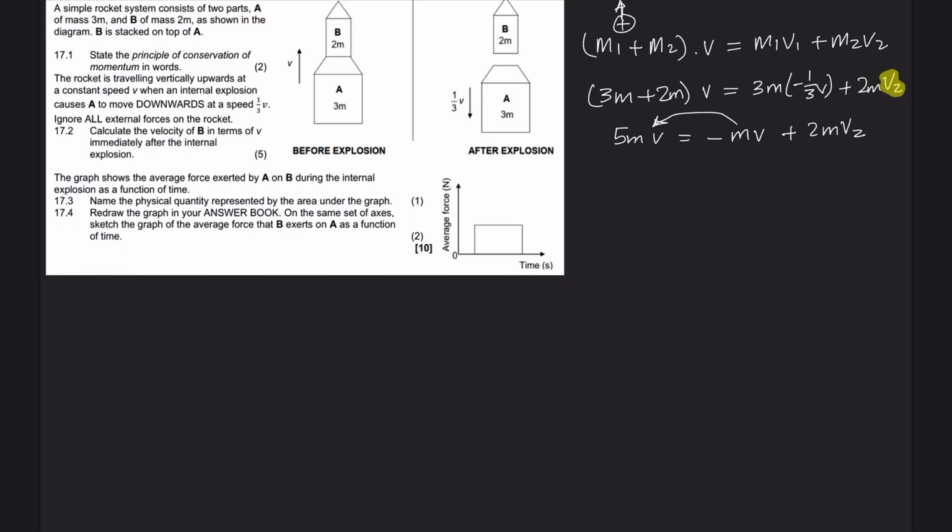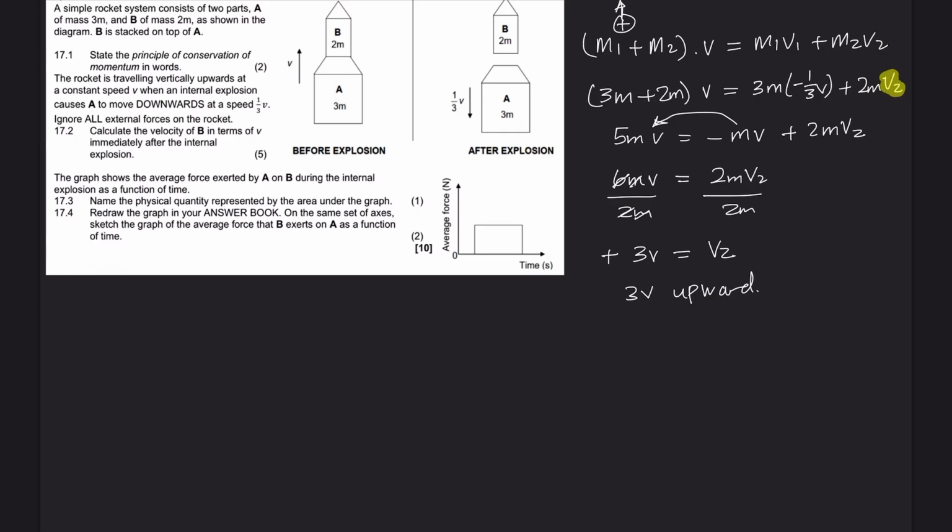That's going to give me 6mv equals 2m v2. We can then divide both sides by 2m, so 3v is equal to v2. Since it's a positive value, it means it's 3v upward.